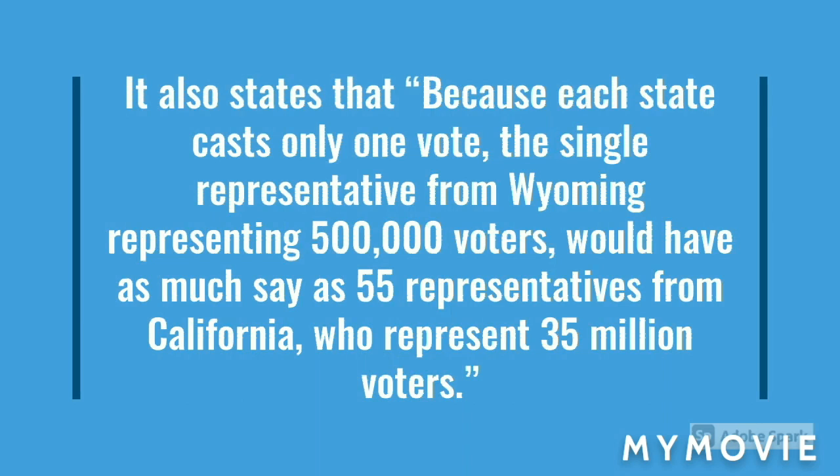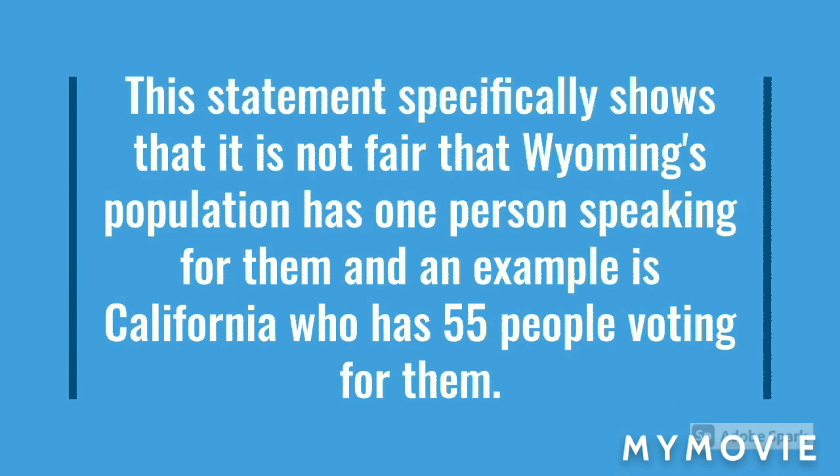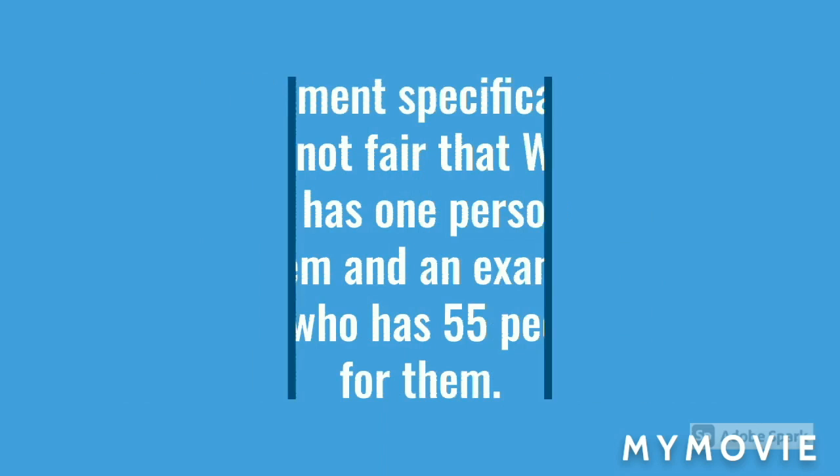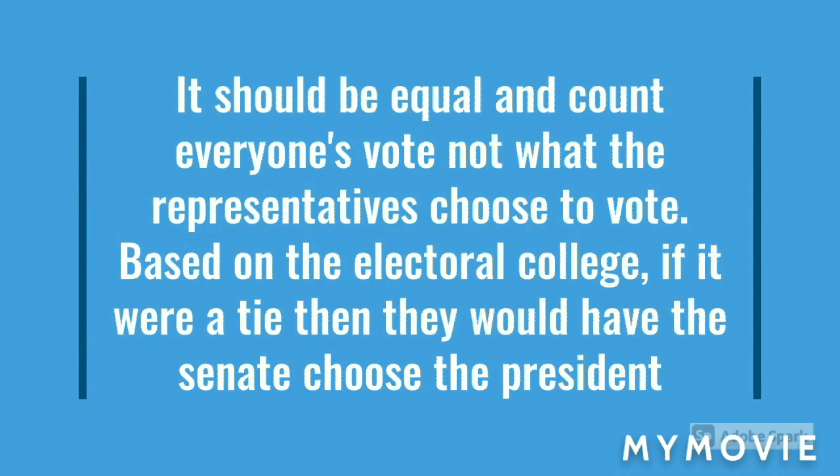It also states that because each state has only 1 vote, the single representative from Wyoming representing 500,000 voters would have as much say as 55 representatives from California who represent 35 million voters. This statement specifically shows that it is not fair that Wyoming's population has 1 person speaking for them. An example is California, who has 55 people speaking for them. It should be equal and count everyone's vote, not what the representatives choose to vote.